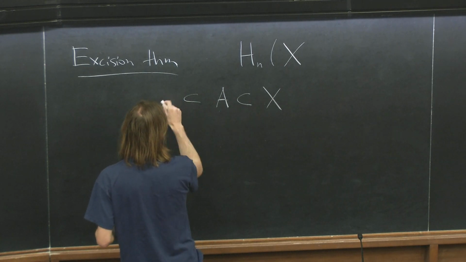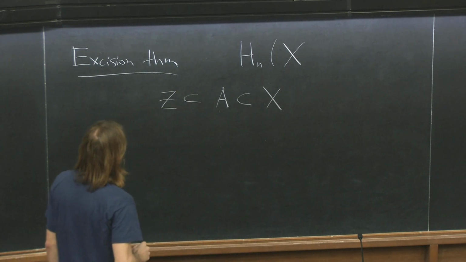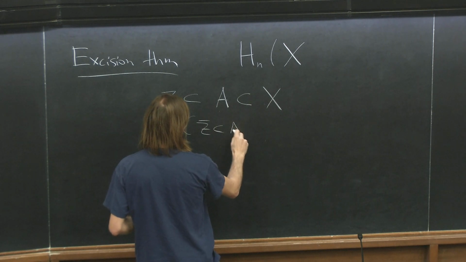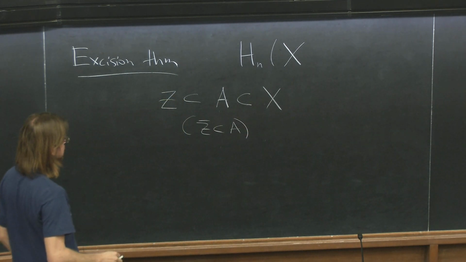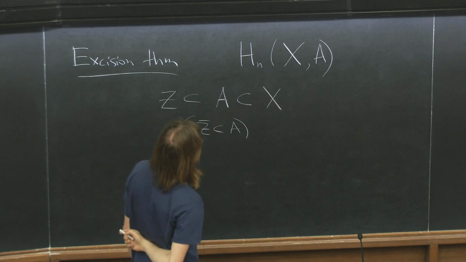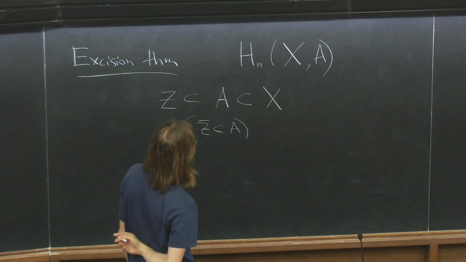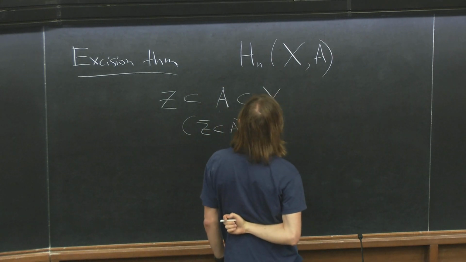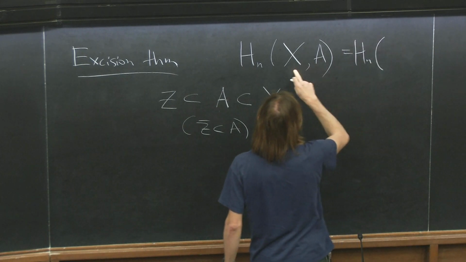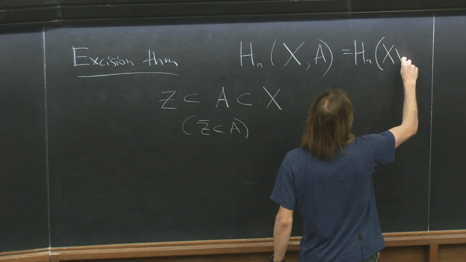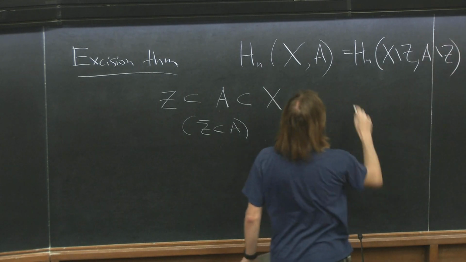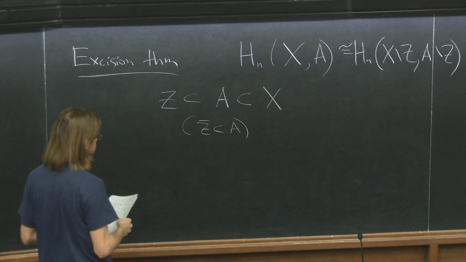So you have a triple of topological spaces, and you also have an additional condition that the closure of Z is inside A. Then if you consider the nth homology group of X relative to the subspace A, you can excise from each of these spaces the smaller subspace Z, and you get an isomorphic group.